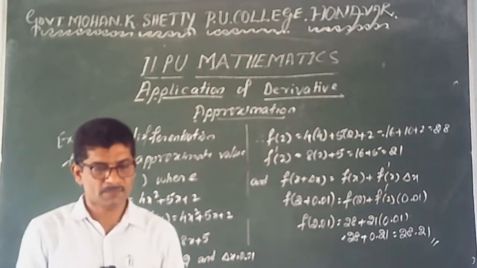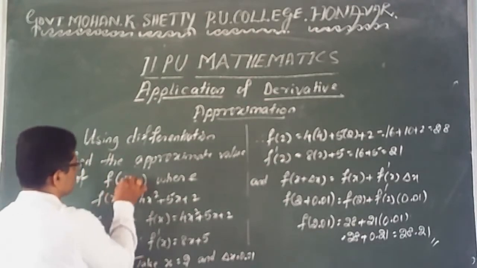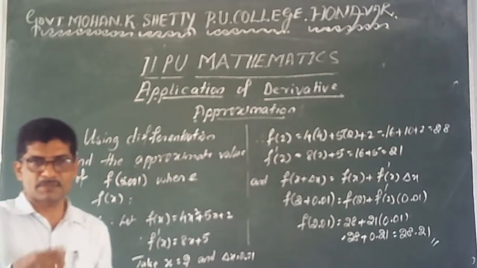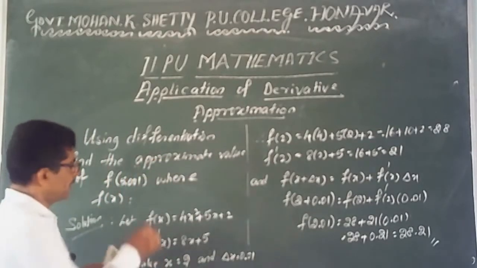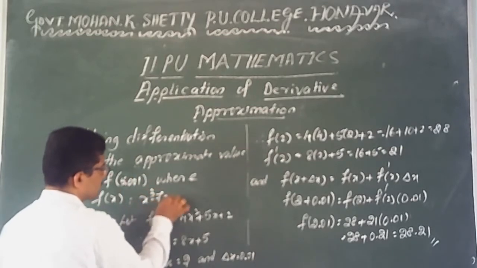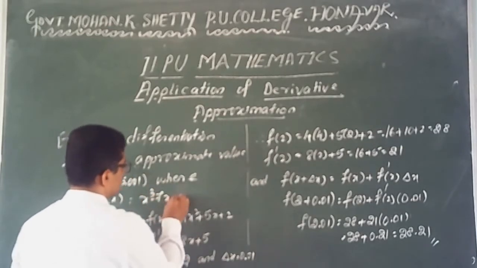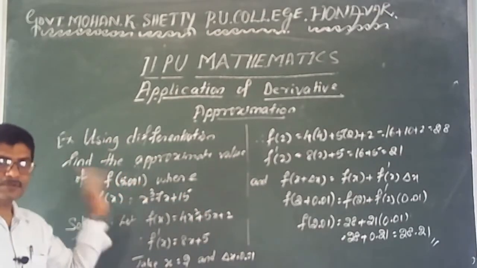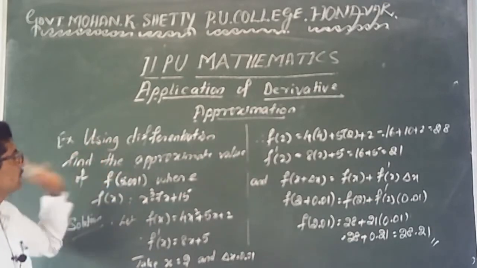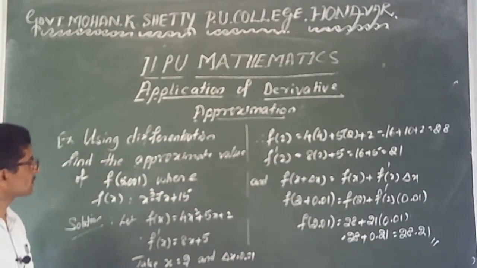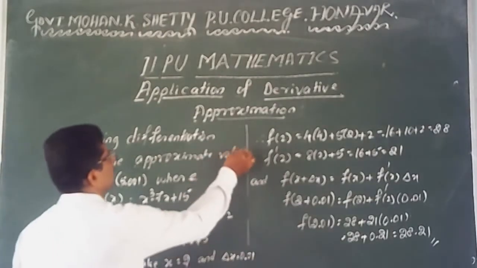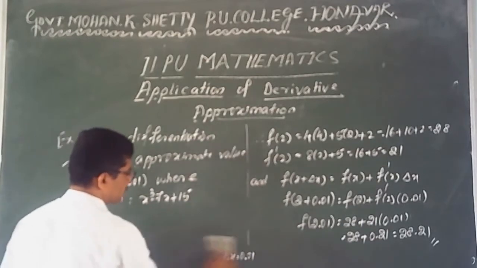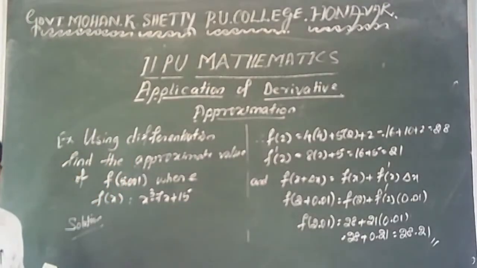With the same formula, here is a textbook problem where f of x is given. The given function is again a polynomial function, x cube minus 7x plus 15. Find the approximate value of f of 5.001. A similar type of problem using differentiation. The given function is f of x equal to x cube minus 7x plus 15.